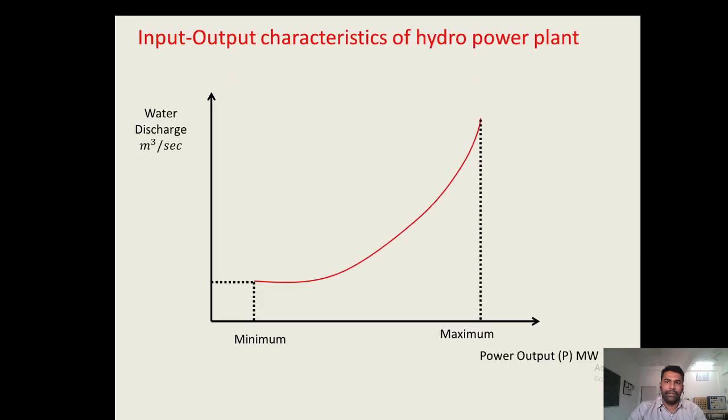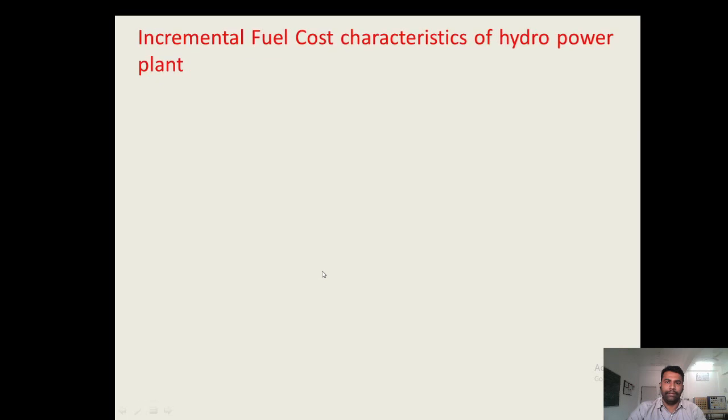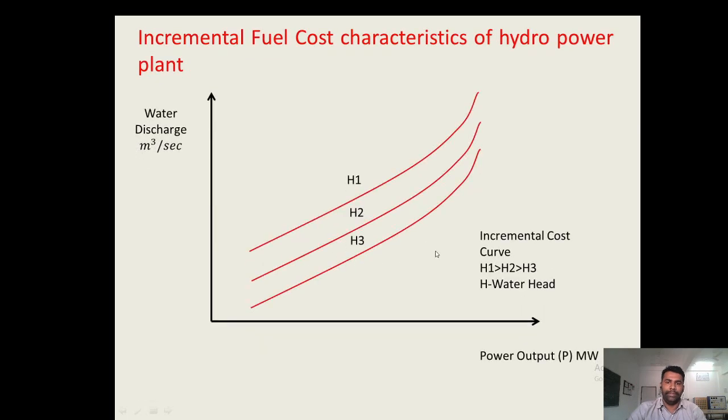Similarly, these characteristics we can see for hydropower plant. Only difference is that in place of fuel we will have the water discharge in meter cube per second. The incremental cost characteristics for hydropower plant can be shown here. H1, H2, H3 are the heads of the water.